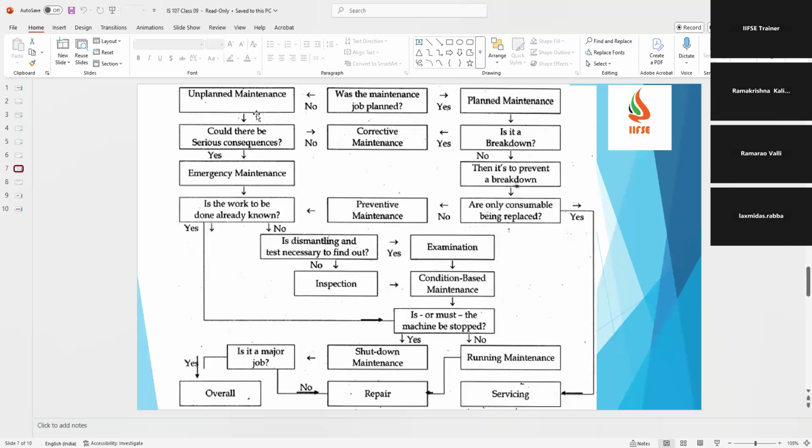So here I'm doing unplanned maintenance. It could be for two reasons: either there are serious consequences or not. If there are no serious consequences, it is just corrective maintenance. Simply, they do a small correction and leave it. When there are serious consequences of the damage, what will the serious consequences be in case of machine failure? Abnormal sound observed, sir. Okay. Equipment damage, maybe, or it leads to an accident.